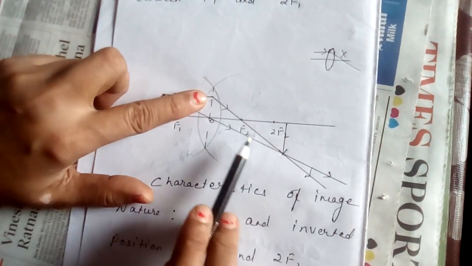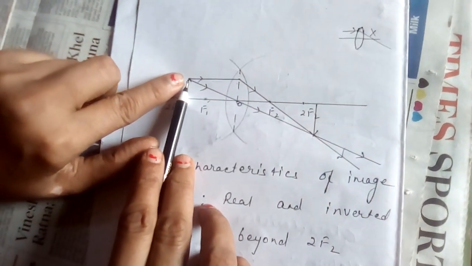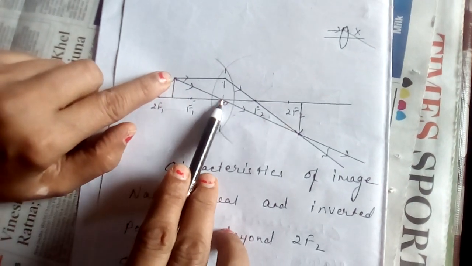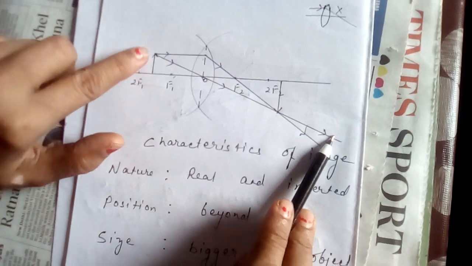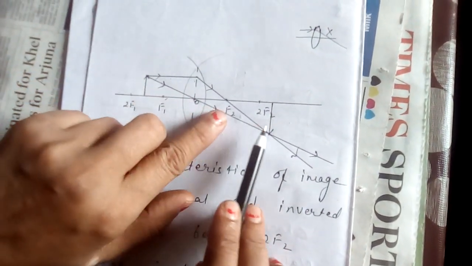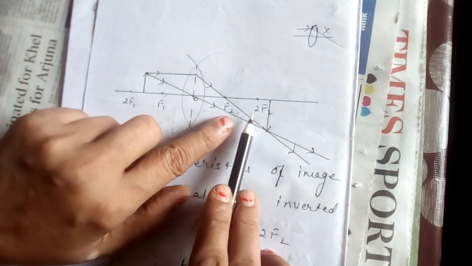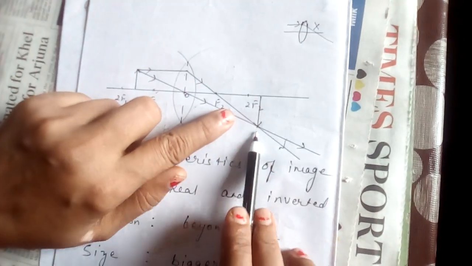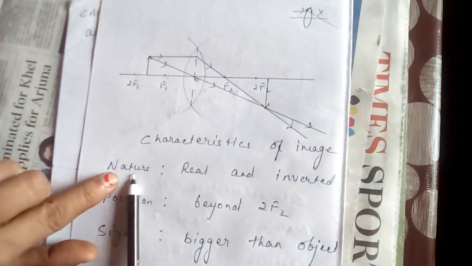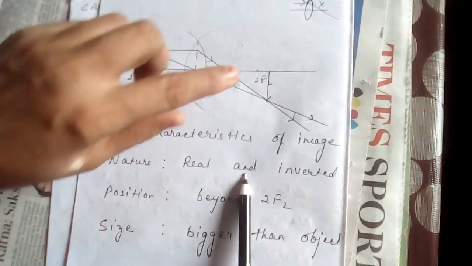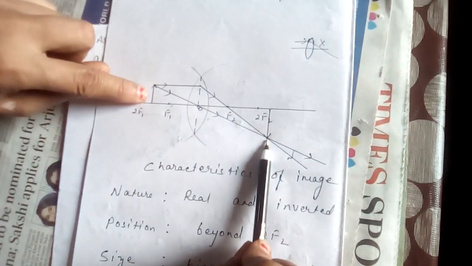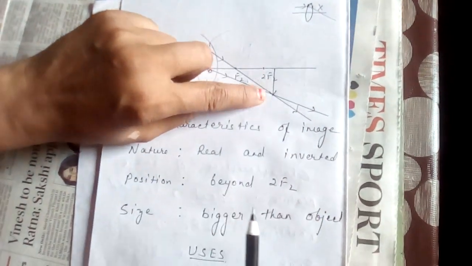Passes through focus. The third rule I have shown you: a ray of light just passing through the optical center. The second rule you can apply over here. So you see the two refracted rays directly meet at a point. If they directly meet at a point, the nature of the image is real, and see the image is inverted, opposite of that object. Arrow is going upwards, arrow is going downwards.